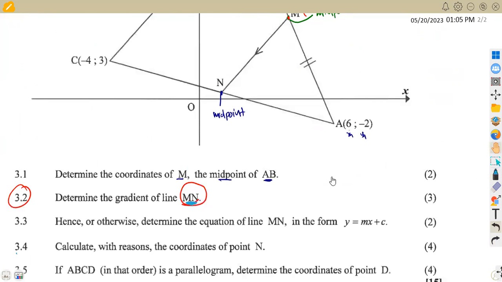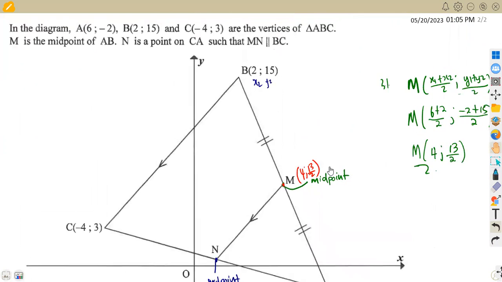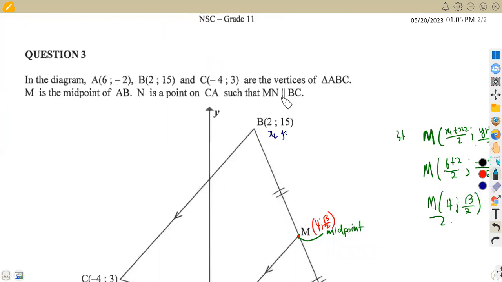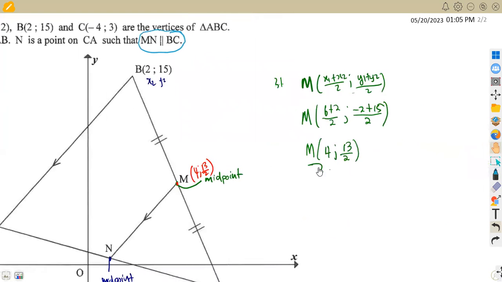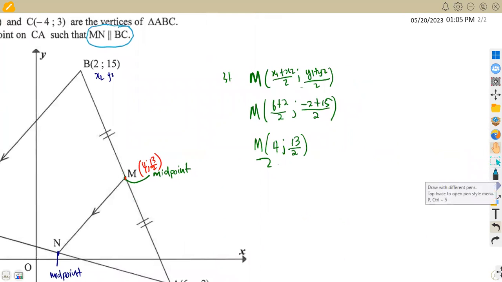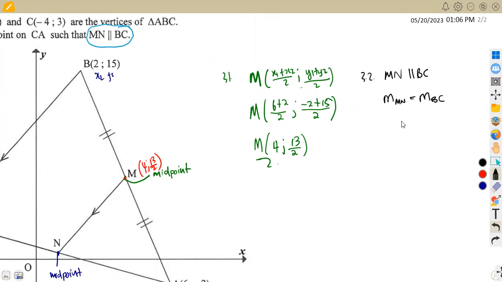All right, what is the concept that we can use? If you get back to the information that you're given before, we are told that MN and BC, these two, they are parallel. All right, so if MN and BC are parallel, what does it mean in actual sense? It's all about the gradient. All right, so this is 3.2. So take note that MN is parallel to BC. So it means the gradient of line MN is the same as the gradient of line BC. Okay, why are we focusing with the other part?